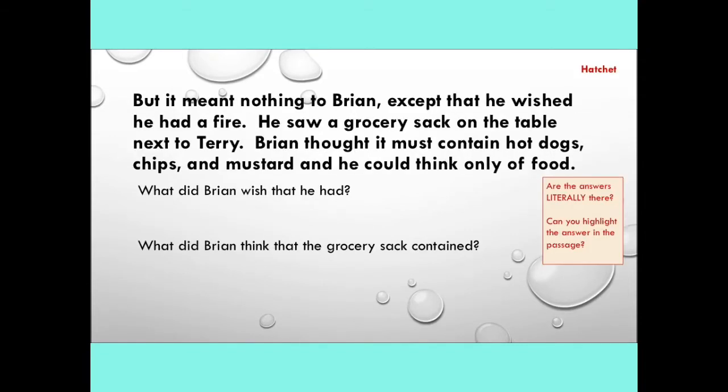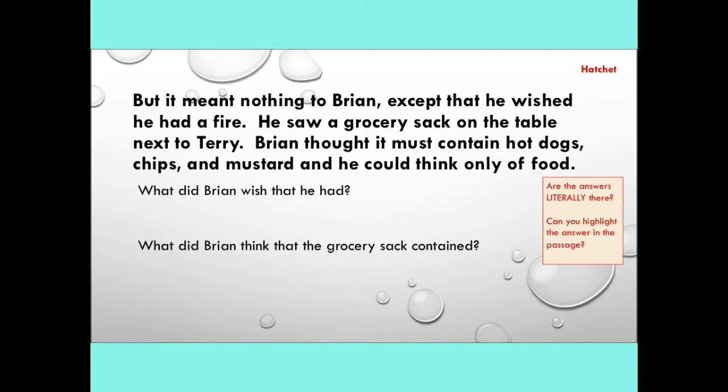Let's start with a small passage from Gary Paulsen's book, Hatchet. But it meant nothing to Brian, except that he wished he had a fire. He saw a grocery sack on the table next to Terry. Brian thought it must contain hot dogs, chips, and mustard, and he could think only of food.